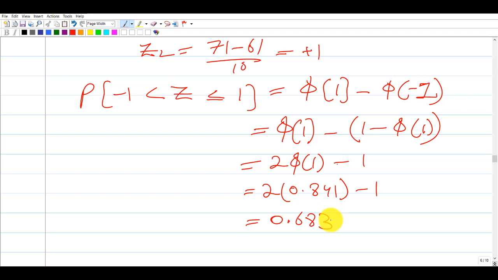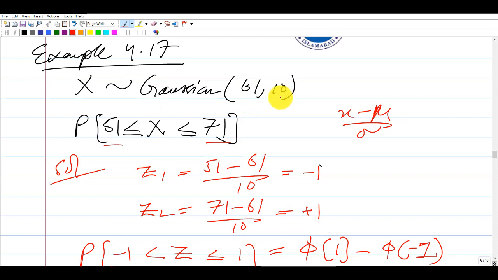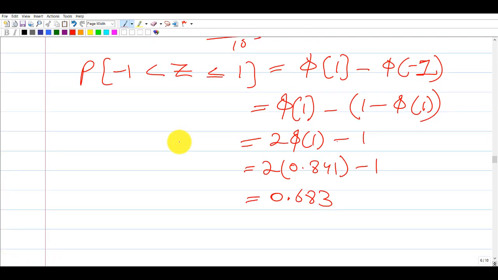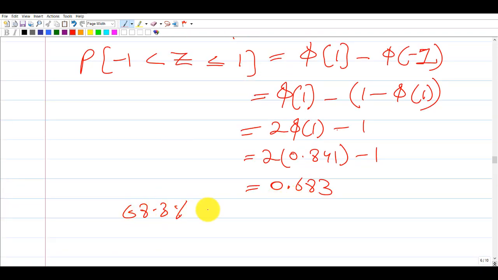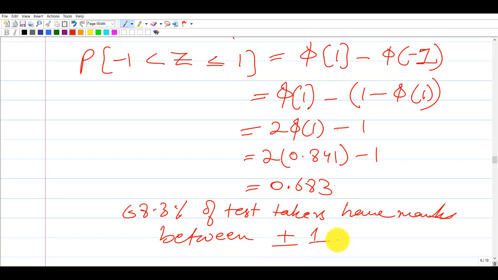That comes out to be 0.683. Remember that this is a very important example because it tells us that our data has a spread of 1 standard deviation from the expected value. As we can see, 51 is 10 below the mean value, and 71 is 10 above the mean value. So it is one standard deviation above and below the expected value. What we can see here is that 68.3% of the test takers have their marks between plus minus 1 sigma.